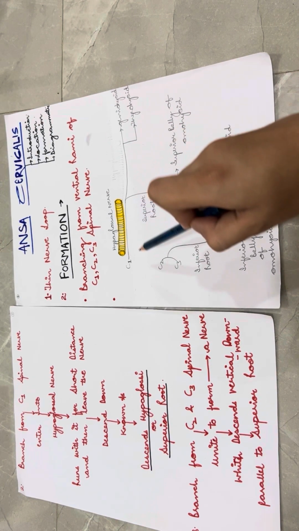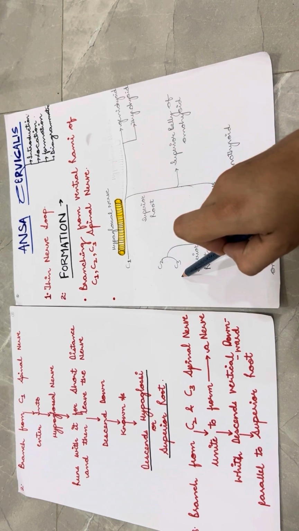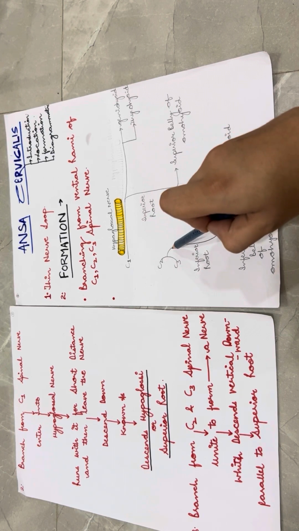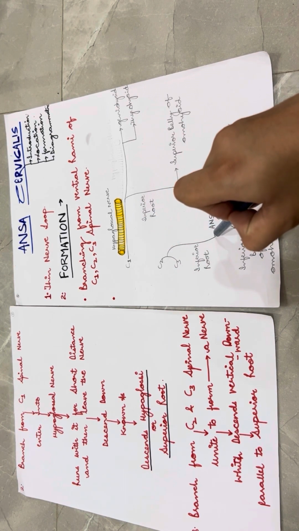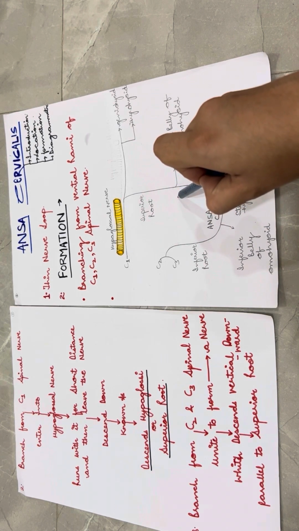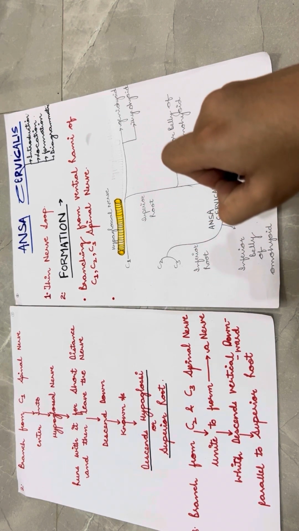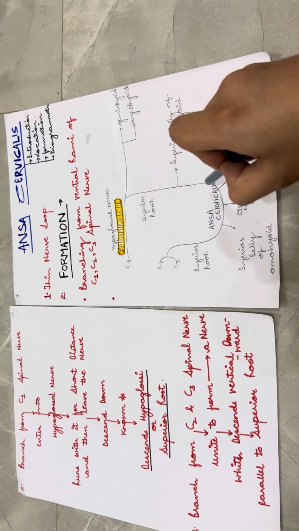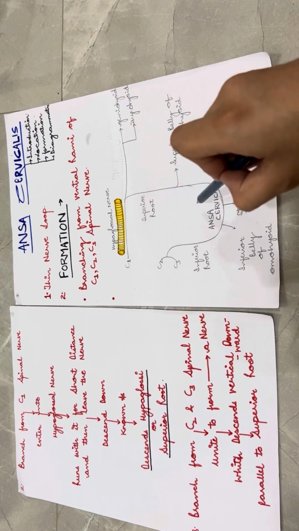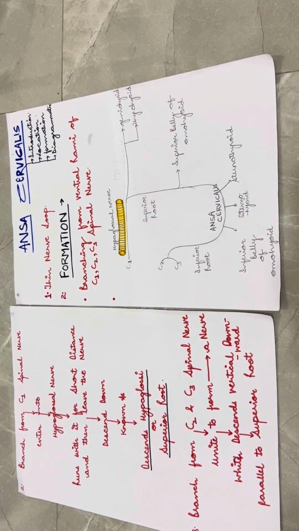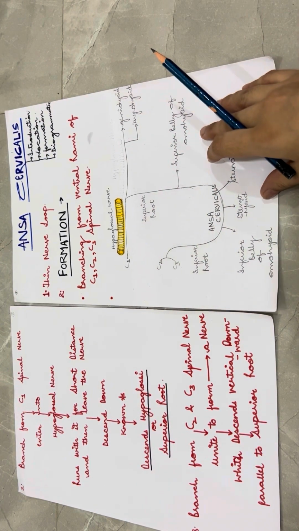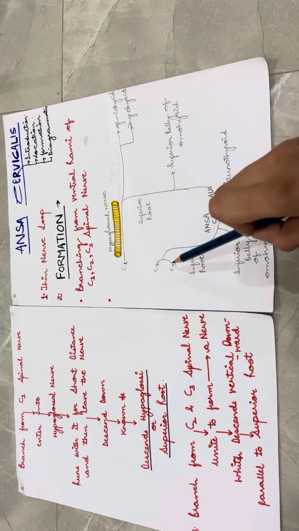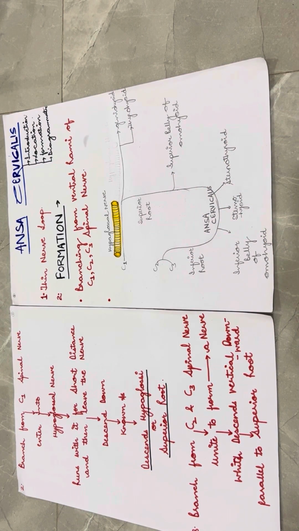In the same way, branches from the C2 and C3 nerves unite to form a nerve which also descends vertically downward and parallel to the superior root, and it forms the inferior root. Both the superior root and the inferior root unite to form the ansa cervicalis, or it forms a loop. So basically we see that this superior root gives a supply to which muscles, and the inferior root supplies which muscles.